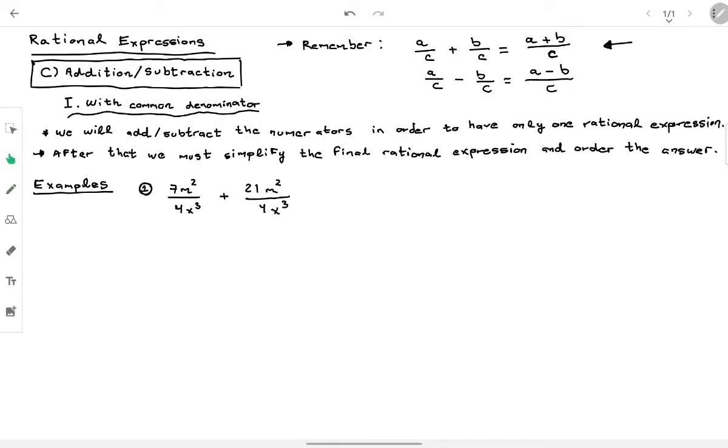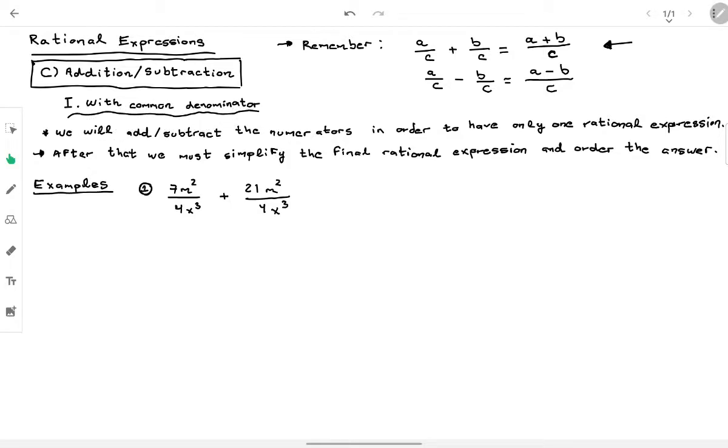Today's topic is the next operation with rational expressions: addition and subtraction. First we need to remember how to add or subtract fractions, because rational expressions are fractions with algebraic terms. Today we will see the case with a common denominator.